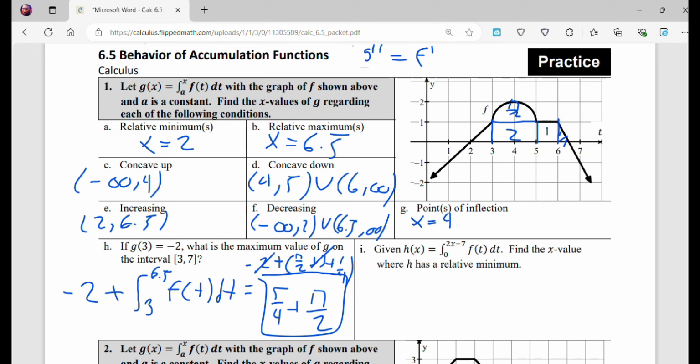All right, given h of x equals the integral from 0 to 2x minus 7 of f of t dt, find the x value where h has a relative minimum. So again, remember that if something has a minimum or a max, then you're going to have to find the critical point.